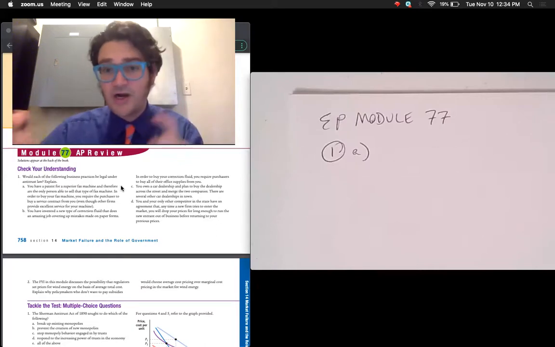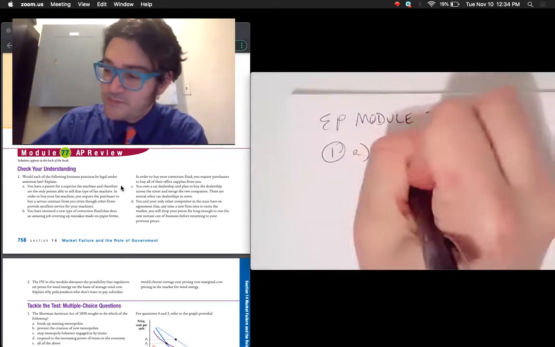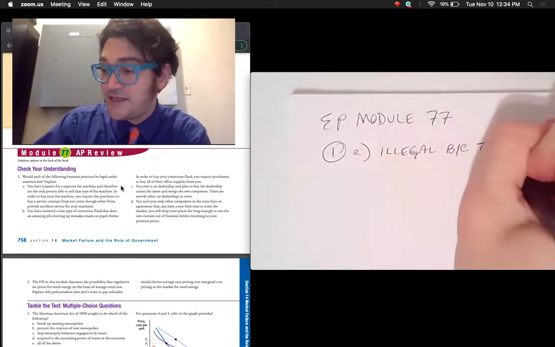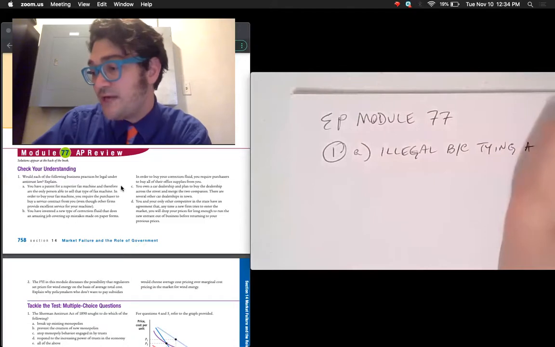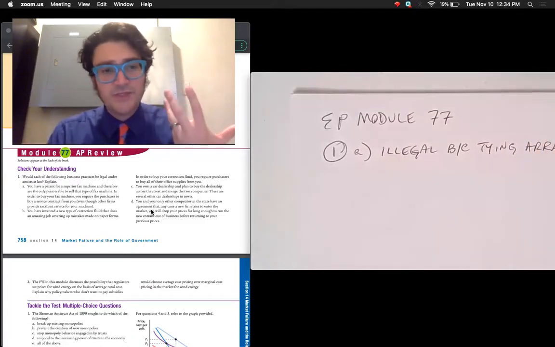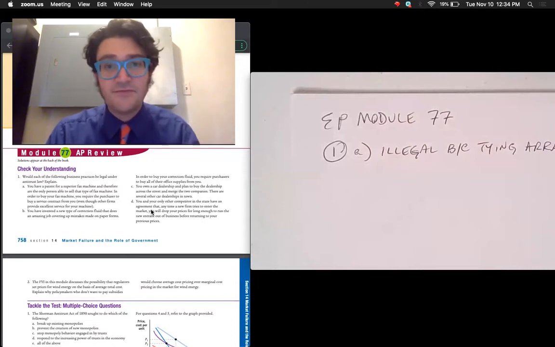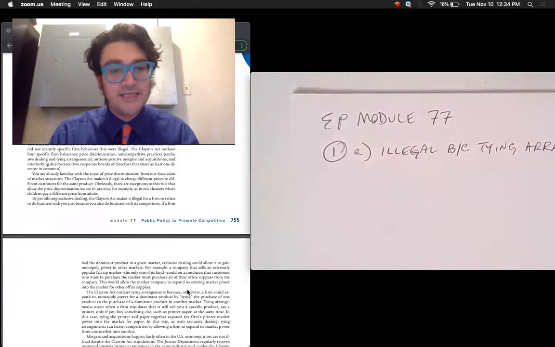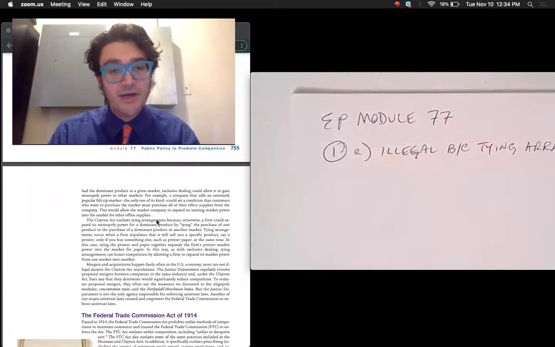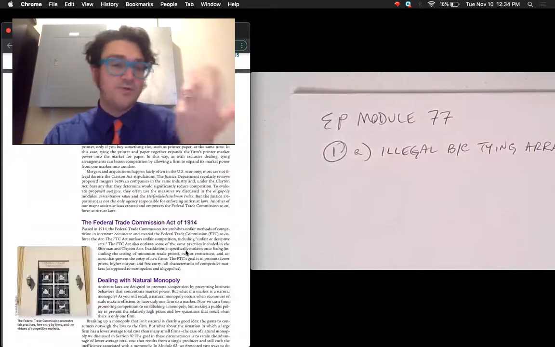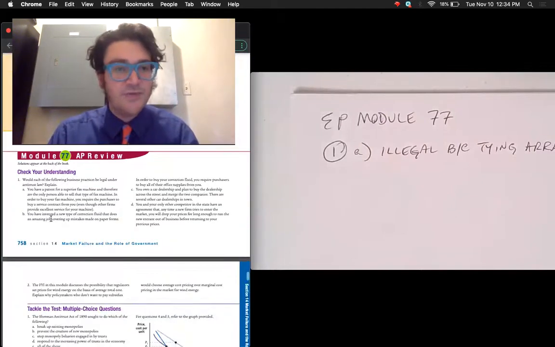That's illegal, because it's called a tying arrangement. If you go back and read through the text, it talks about tying arrangements, and the Clayton Antitrust Act of 1914 goes through and makes that illegal. It's the idea of tying the purchase of one product to the purchase of another product. That's the issue with it.